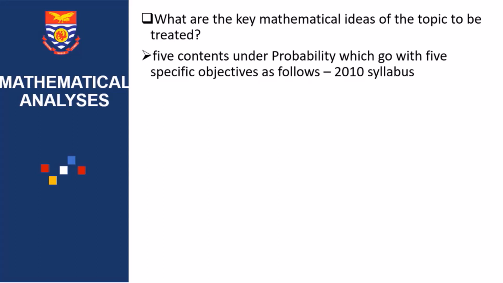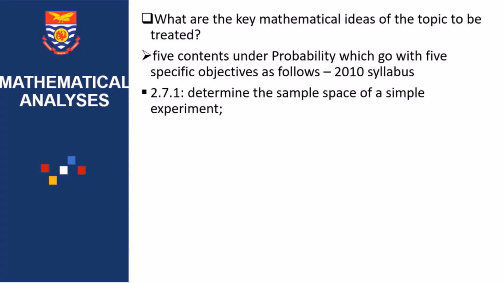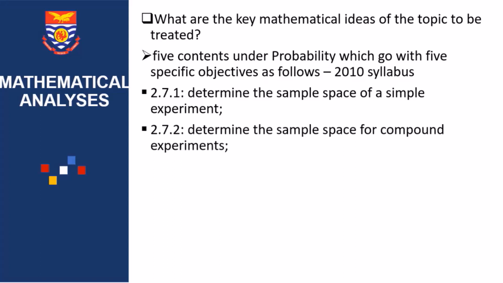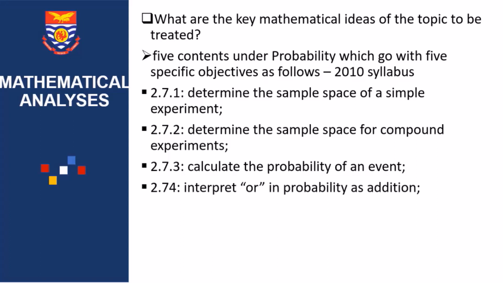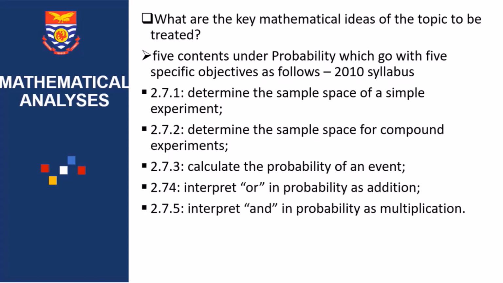If you look at the syllabus critically, where we can find probability, the seventh topic in SHS 2, you see there are 5 contents under probability, which go with 5 specific objectives as follows, according to the 2010 syllabus. The 5 content areas include: determine the sample space of a simple experiment, determine the sample space for compound experiments, calculate the probability of an event, interpret "or" in probability as addition, and then interpret "and" in probability as multiplication.